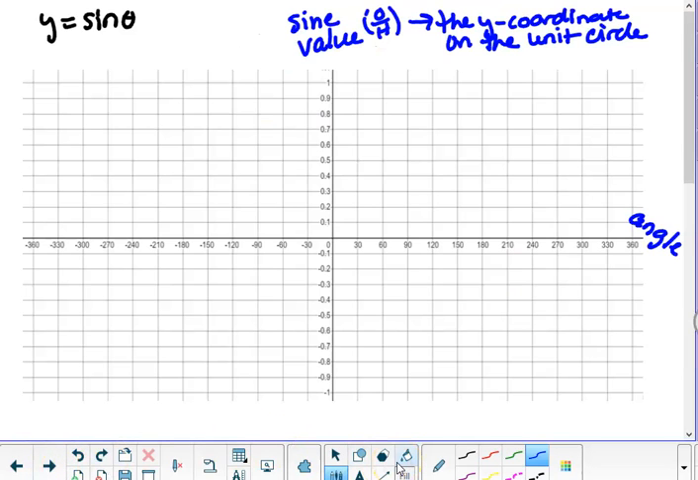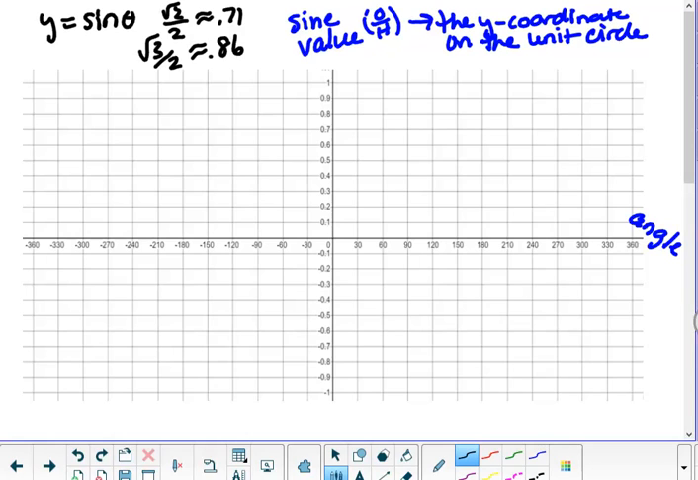So there's a couple other things I want you to notice. You might have your unit circle in front of you while you're working on this. So remember that square root of 2 over 2 is approximately 0.71. And remember that square root of 3 over 2 is approximately 0.86.